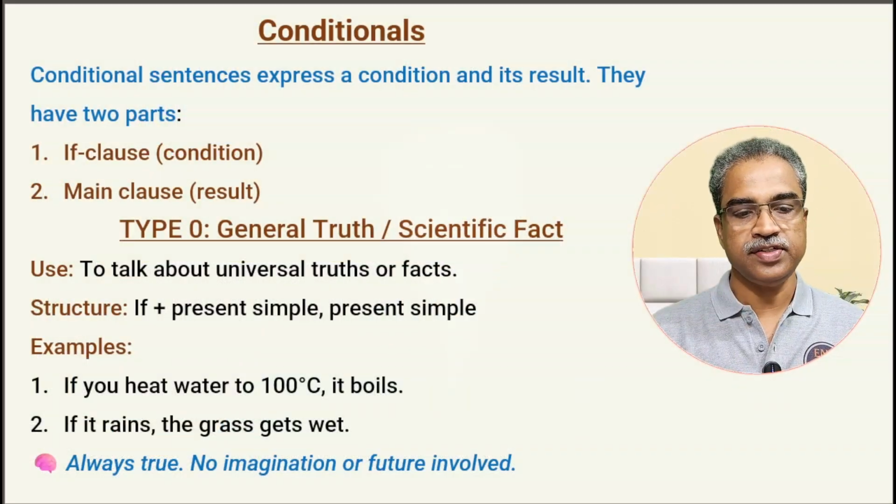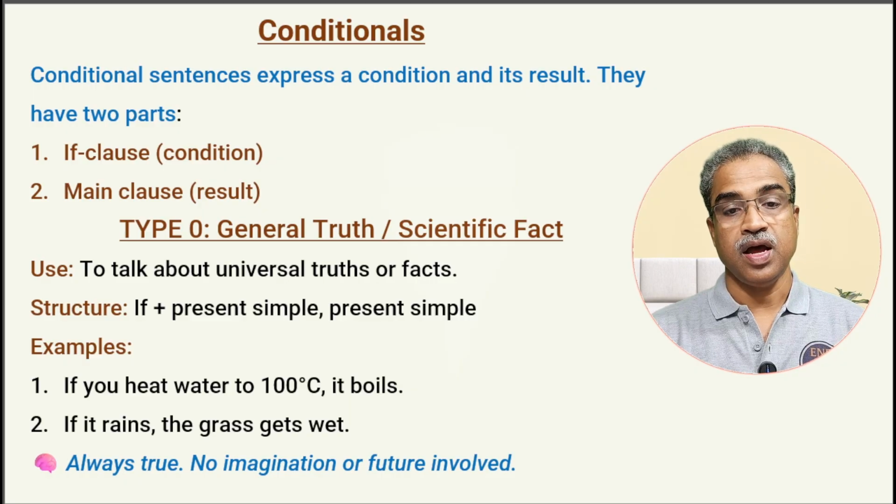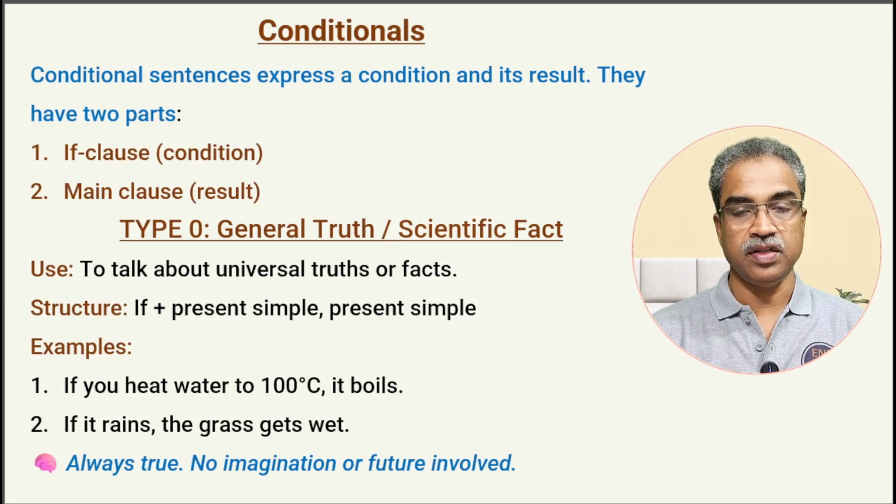In today's class we are going to learn about conditionals, conditional sentences, the types of conditional sentences and their usage. So without wasting any time, let's get started with today's topic, conditionals. Well, conditional sentences express a condition and its result. They have two parts. One is the if clause, where we have the condition, and the other one is the result clause or the main clause.